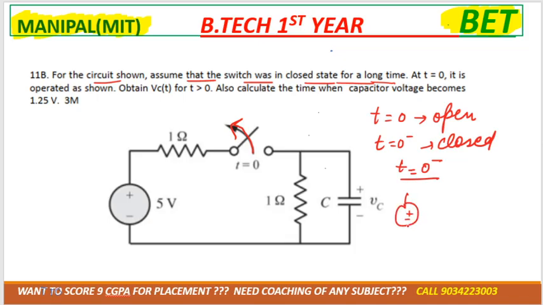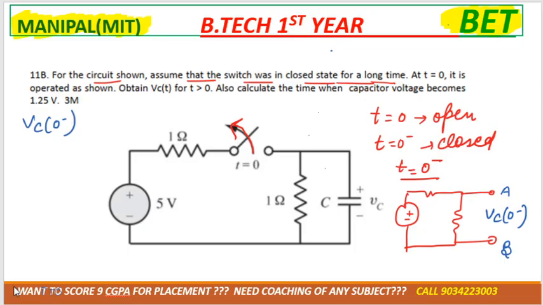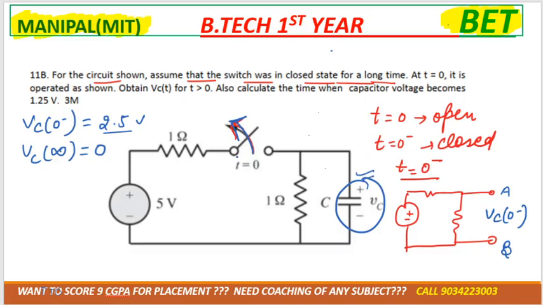So now what we need to do, we have to draw the circuit at t equals to 0 minus, and as you can see at t equals to 0 minus the switch is closed, and in this case the capacitor should be open circuit, right? Now we need to calculate VC of 0 minus. According to this, tell me what should be the value of VC of 0 minus. So VC of 0 minus is 2.5 volt. Next we need to calculate VC of infinity, that is equal to 0, because at t equals to 0 it is open circuit, so no current will flow through the capacitor, so that would be 0.